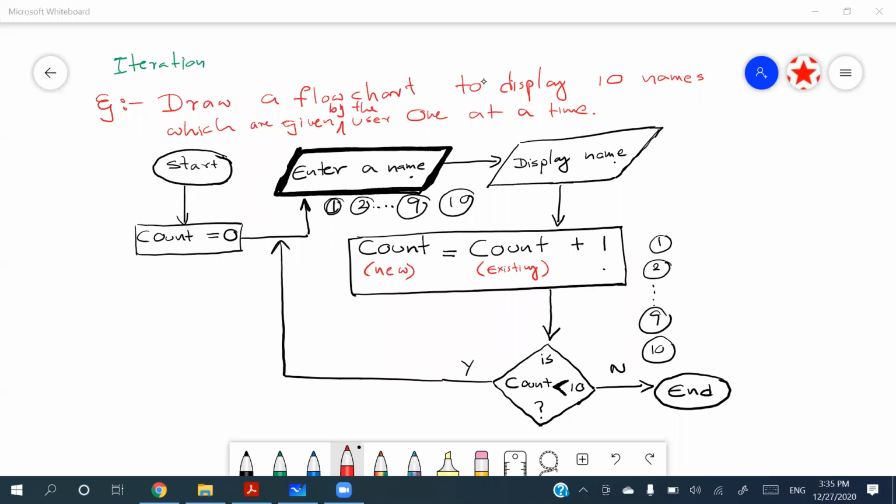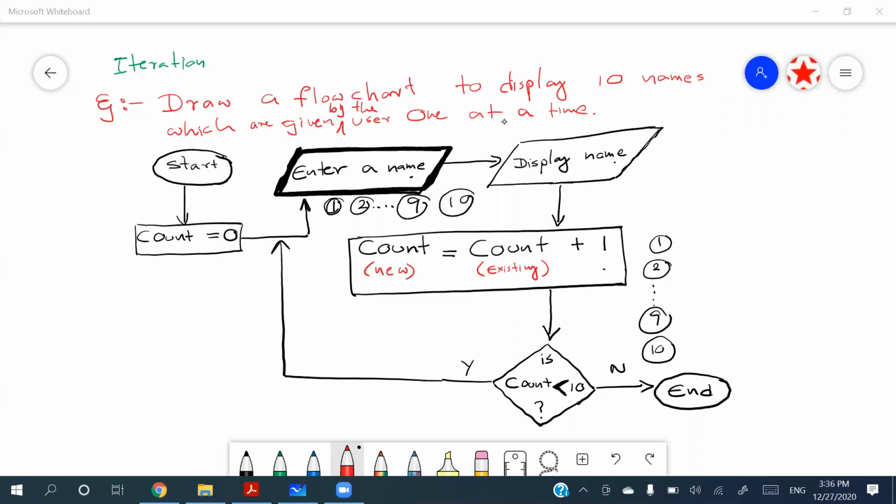The example that we took was to draw a flow chart to display 10 names, which are given by the user one at a time. The program was requesting the name from a user, then displaying that particular name on the monitor. That has to be done for 10 different users, or 10 different people.